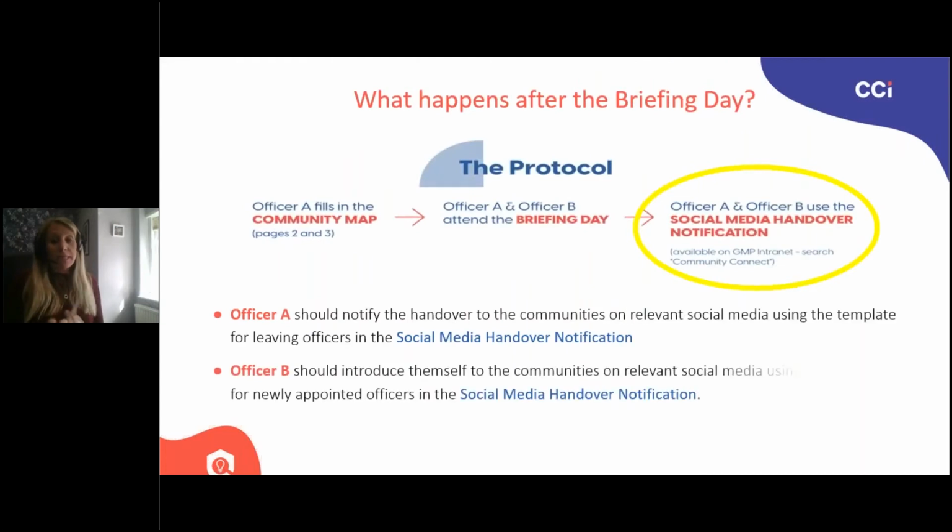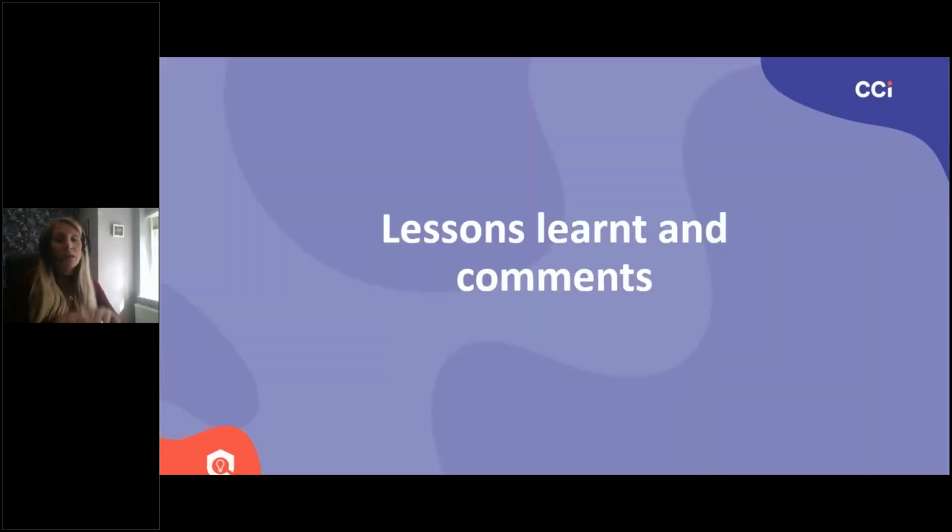The third step is the social media handover notification. Basically, it is a one-page document that provides template messages for leaving officers and newly appointed officers, to be posted on Neighbourhood Policing team social media to inform the wider community that someone has left the team or someone new has joined. Now, this was an overview of the tool that we have developed, and now I would like to talk you through some of the lessons that we've learned so far, especially now that we are at the early implementation of this tool.